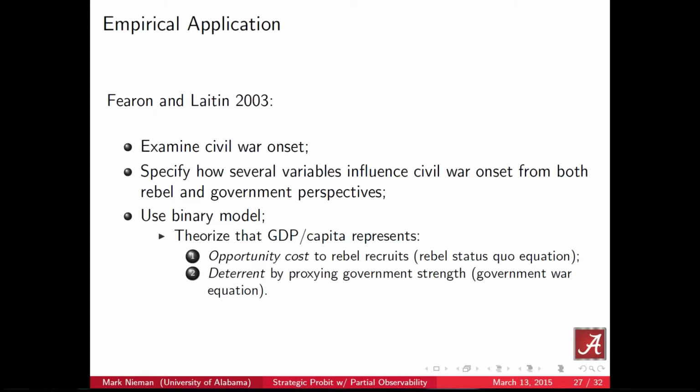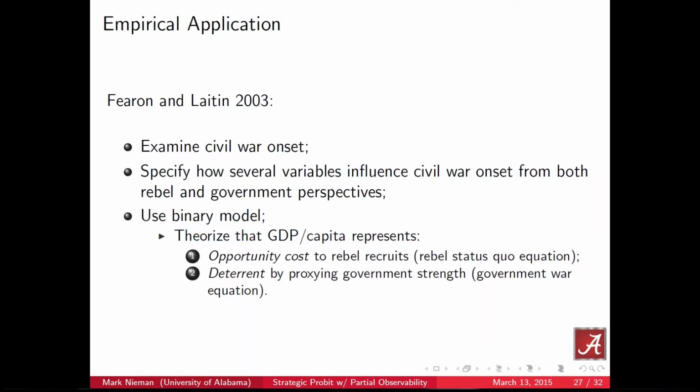At the same time, they theorize that GDP per capita may represent a deterrence effect by the government because it represents government strength, that is, the police and the military. And theoretically, they say each of these processes could be at play, but using a traditional logit model, they're unable to identify which of these seems to be the driving causal factor, which is correctly identified. And there's a debate within the literature where Fearon and Laitin argue in favor of this deterrence argument, whereas Collier and Hoeffler and some others argue more in favor of this opportunity cost.